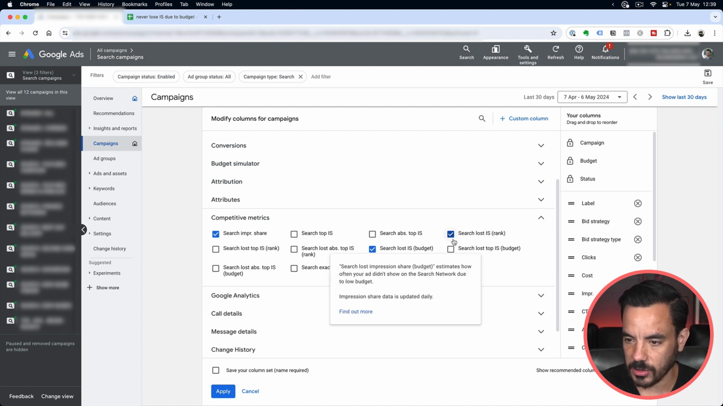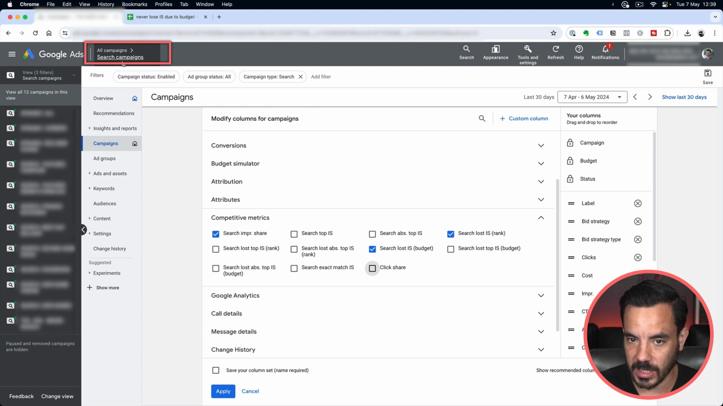And most of these metrics are for search. Now, I'm filtering for search campaigns at the moment. That's why we only see search. There are columns for display impression share as well, and I don't really recommend using the impression share columns for your display campaigns for a number of reasons.